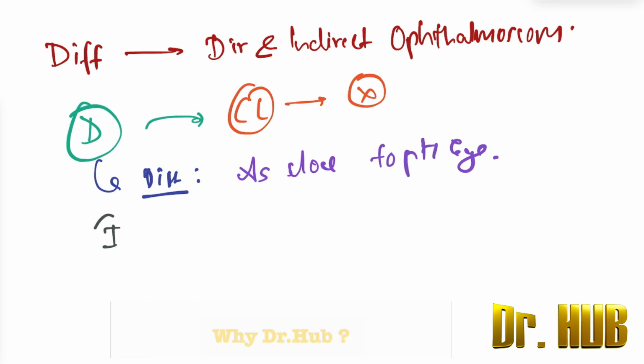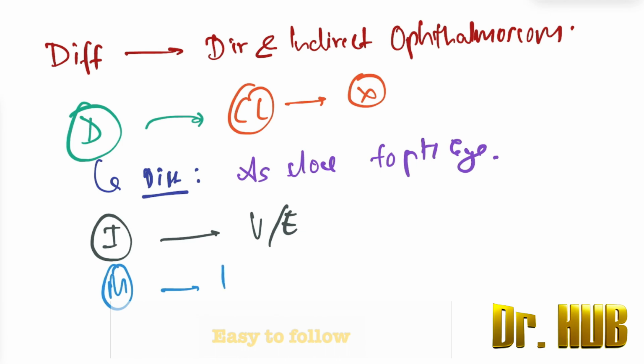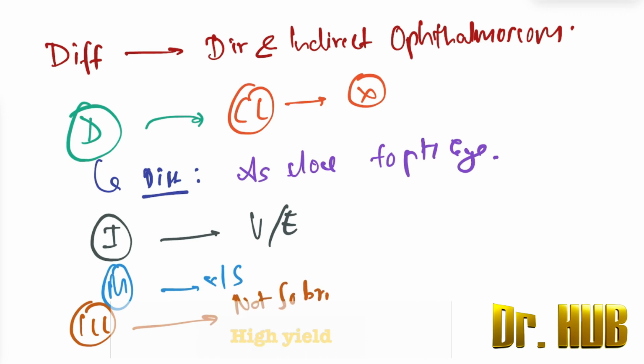Next, when we look at the image, the image is virtual as well as erect. Magnification is about 15 times. Then comes the illumination. Illumination is not so bright, and it is not useful in hazy media.